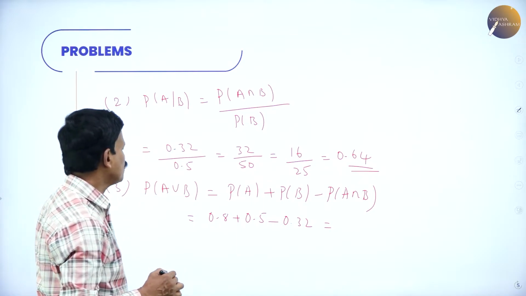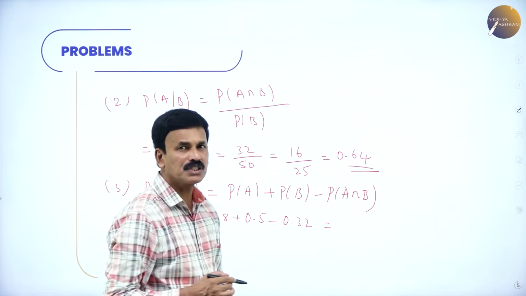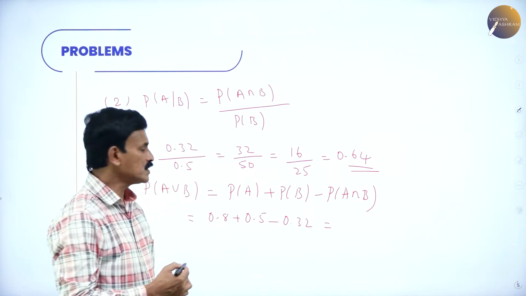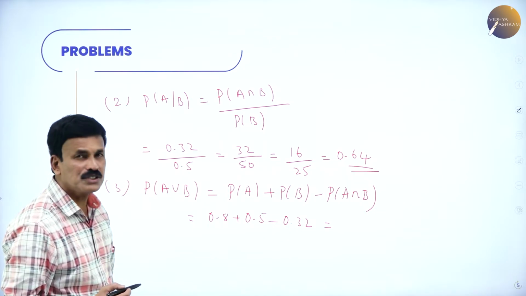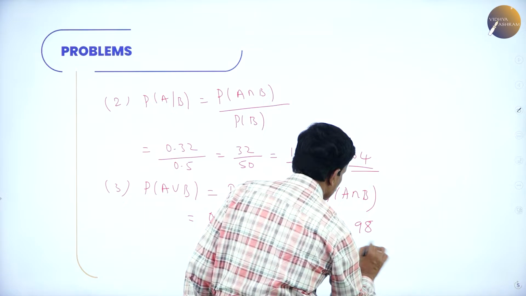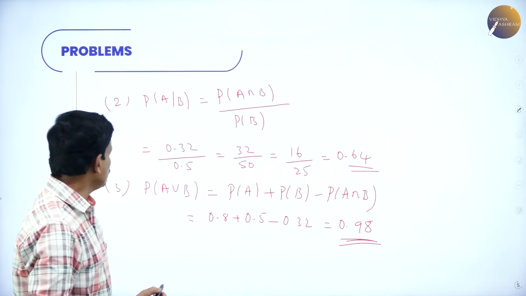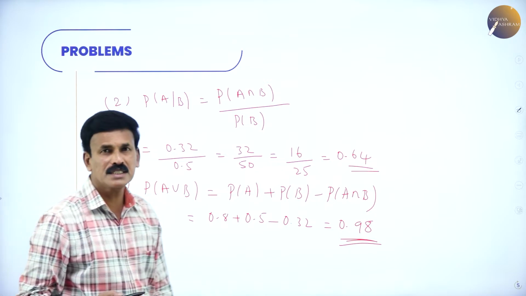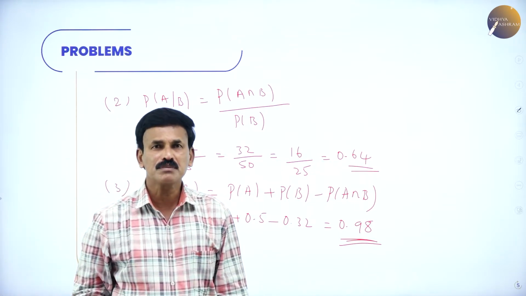So add this. What is this equal to? 0.8 plus 0.5, minus 0.32. So you have to simplify this. 0.8 plus 0.5 minus 0.32 is nothing but 0.98, which is less than 1. So the probability of A union B is 0.98. That's it. Hope you followed this. These are some important problems.